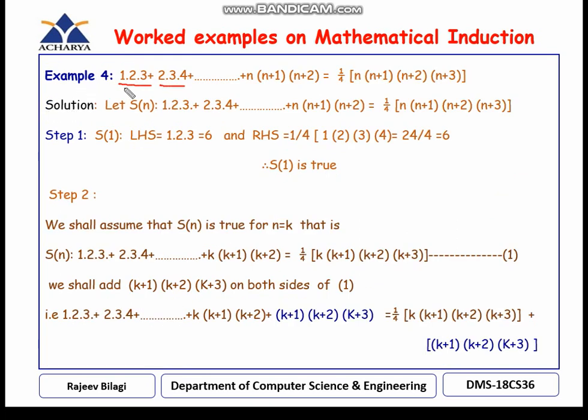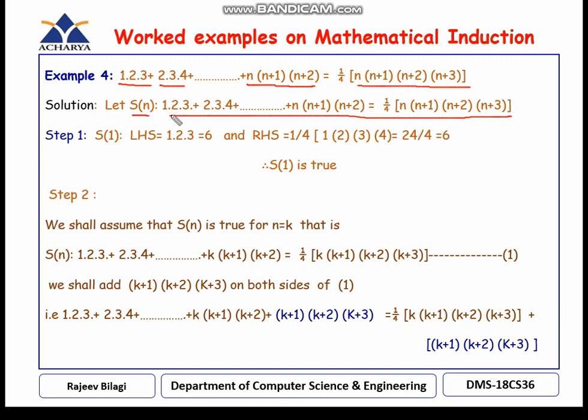We'll see the next problem. 1 dot 2 dot 3, that is 1 into 2 into 3, plus 2 into 3 into 4, like this up to n into bracket n plus 1, n plus 2, which is equal to 1 divided by 4 n into bracket n plus 1, n plus 2, n plus 3. This is what we need to prove. As usual, let S of n equal to 1 dot 2 dot 3 and so on. This I will write as my open statement.